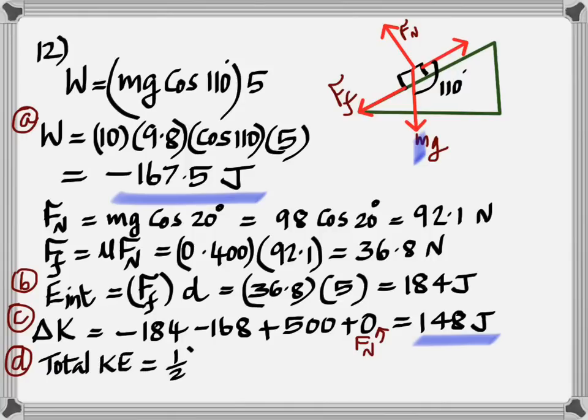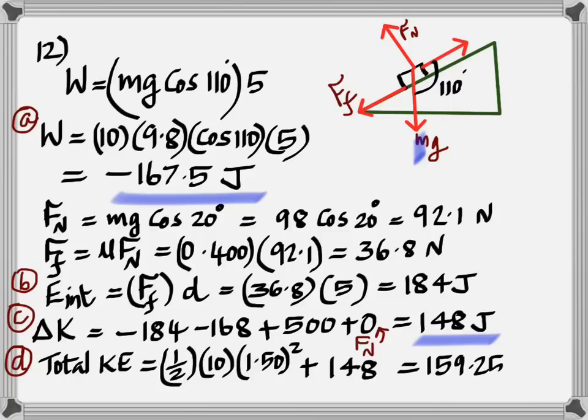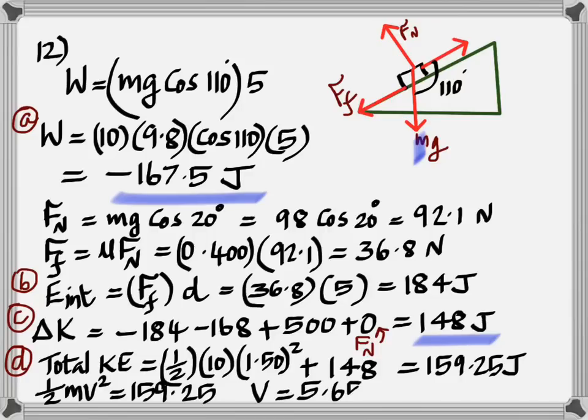After being pulled 5 meters, the total kinetic energy is 1/2 m times velocity squared. And you get 159.25 joules. Set this equal to the velocity, and you get the velocity.